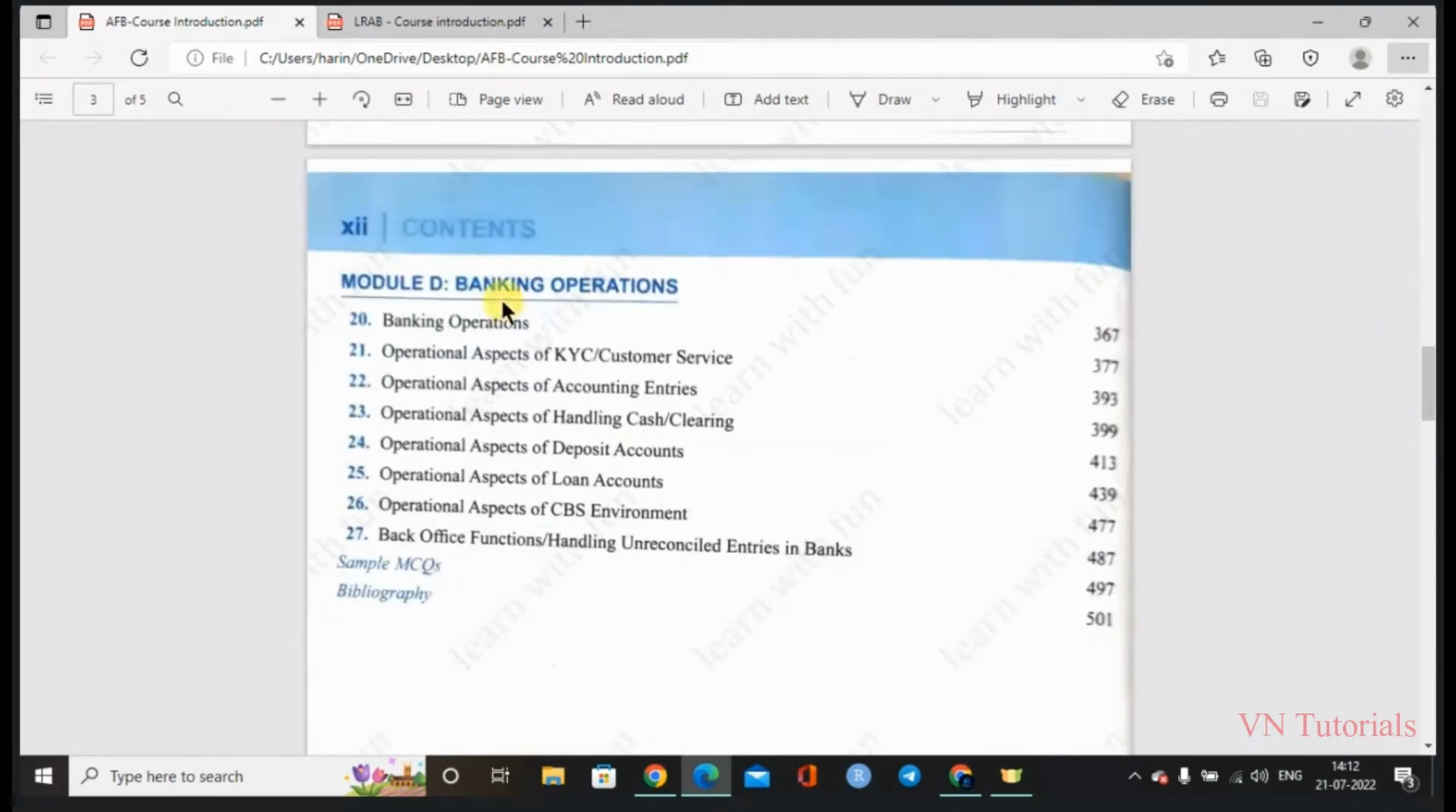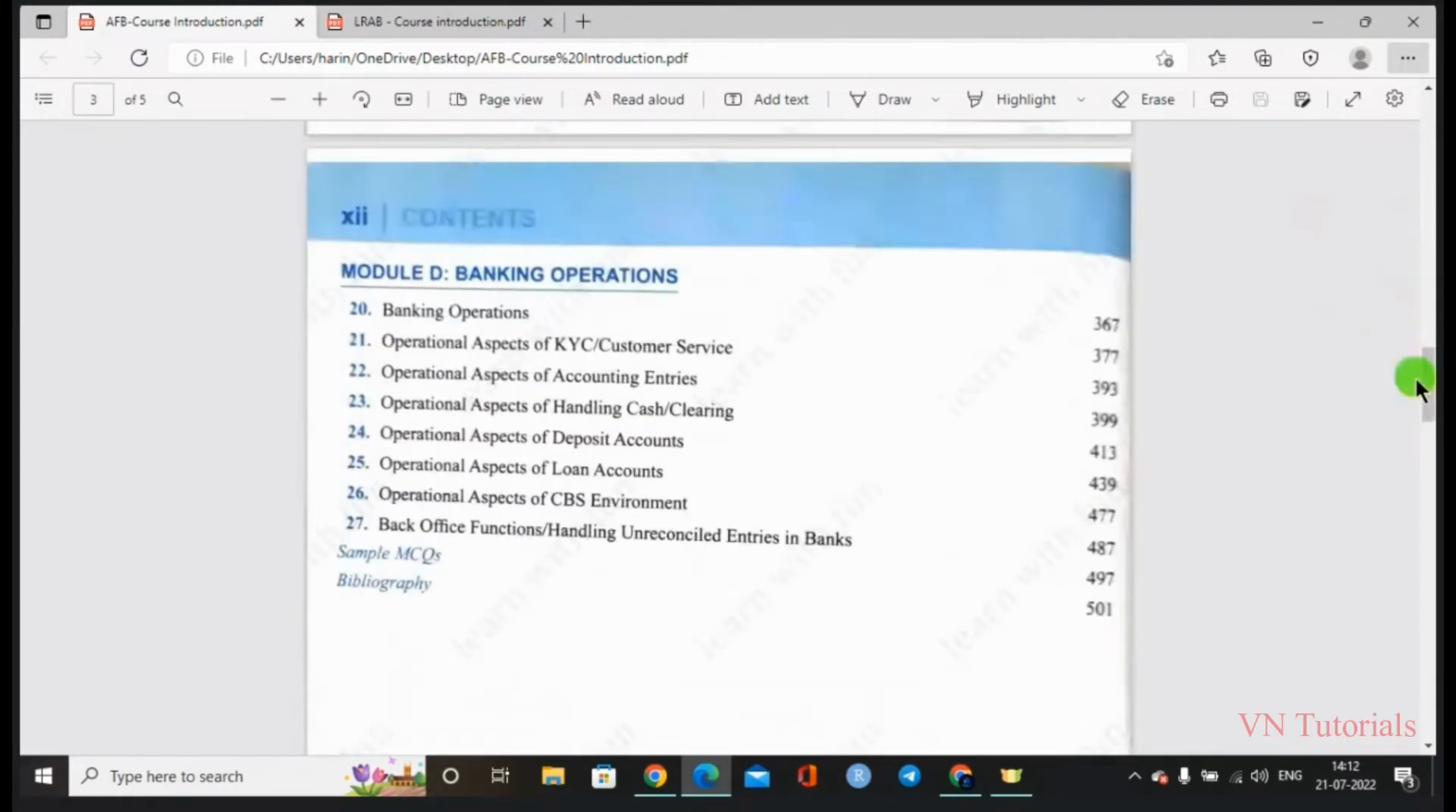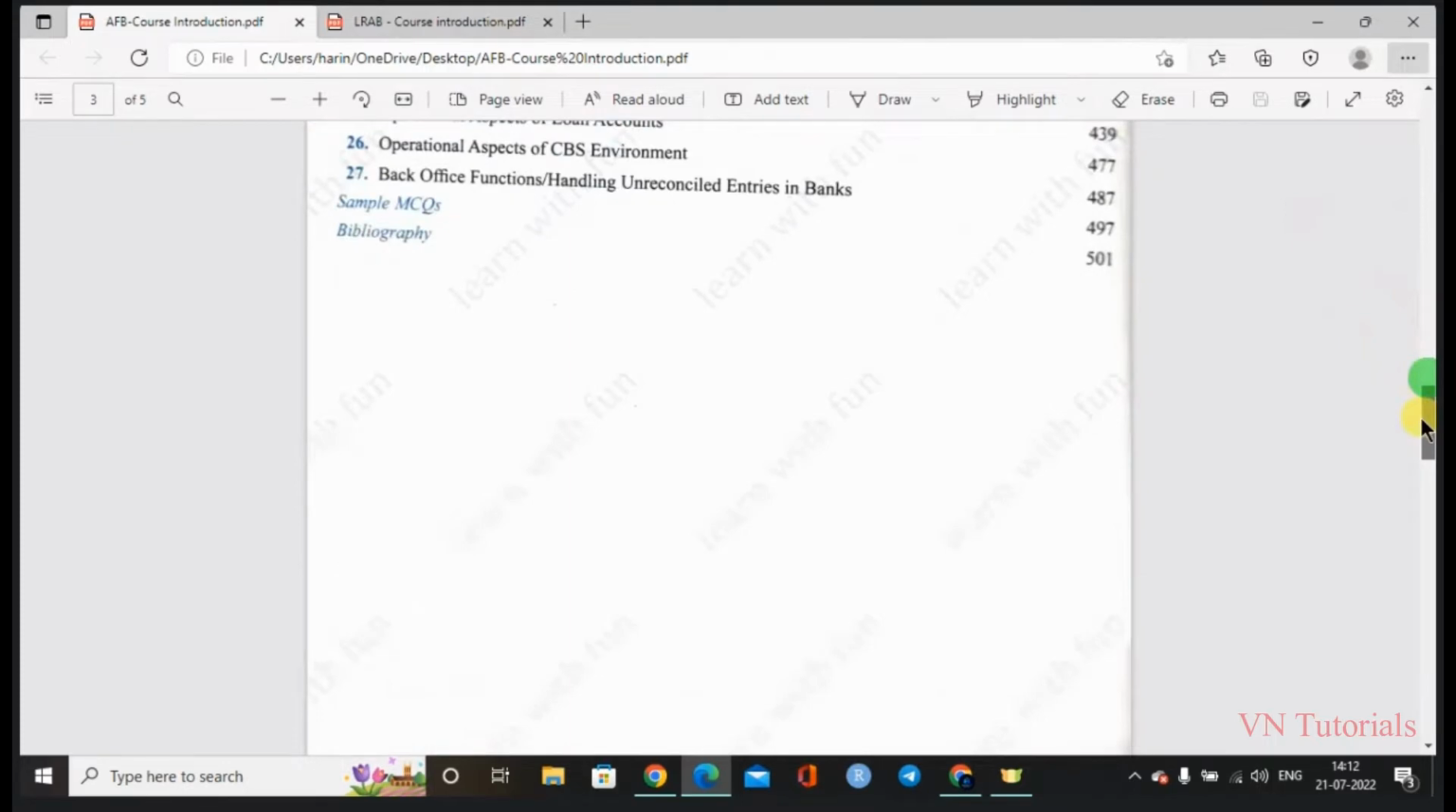So this is the only unit which has theory. All the other 3 units are sum based. Now let's look in detail at what these units contain.